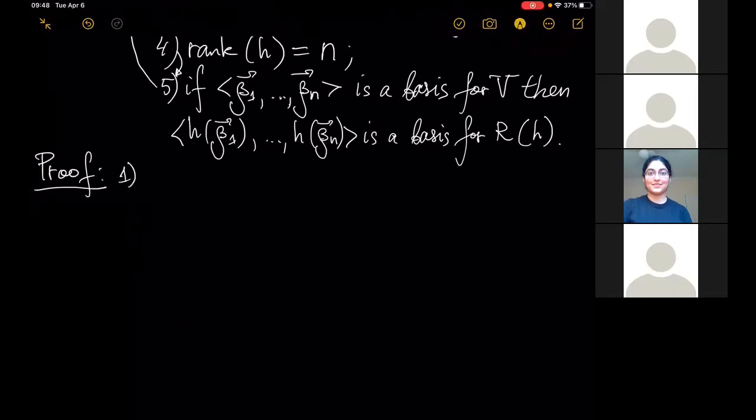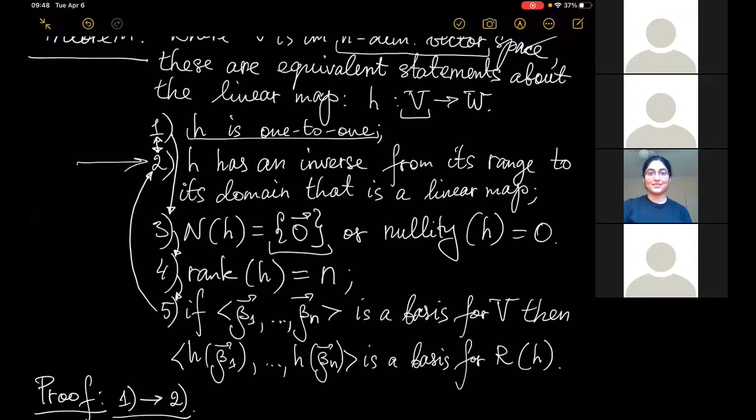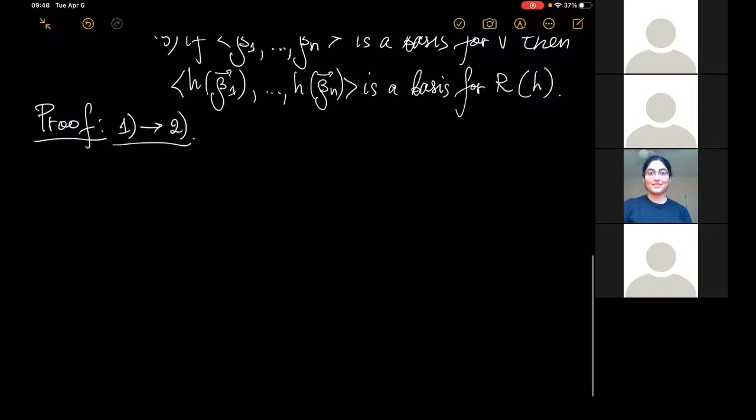First, from 1 to 2. So we need to prove that if H is 1 to 1, then the second statement is true, meaning H has an inverse from its range to its domain, and that inverse is a linear map. Suppose that H is 1 to 1.